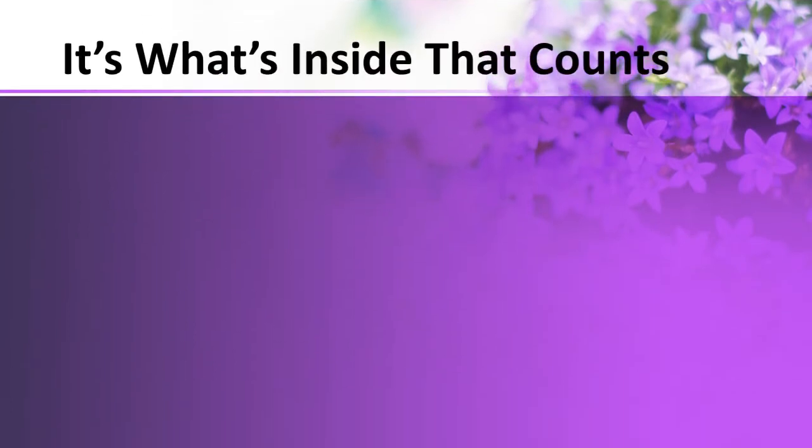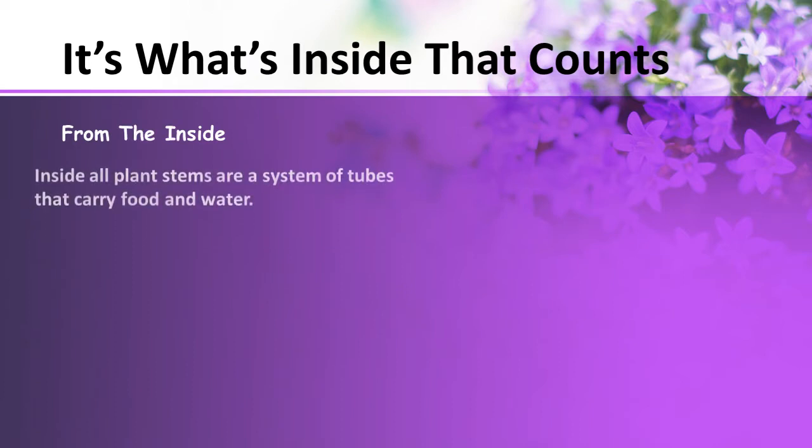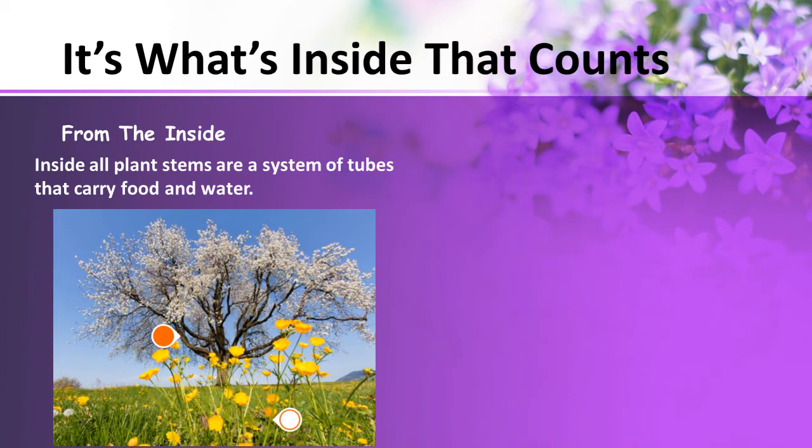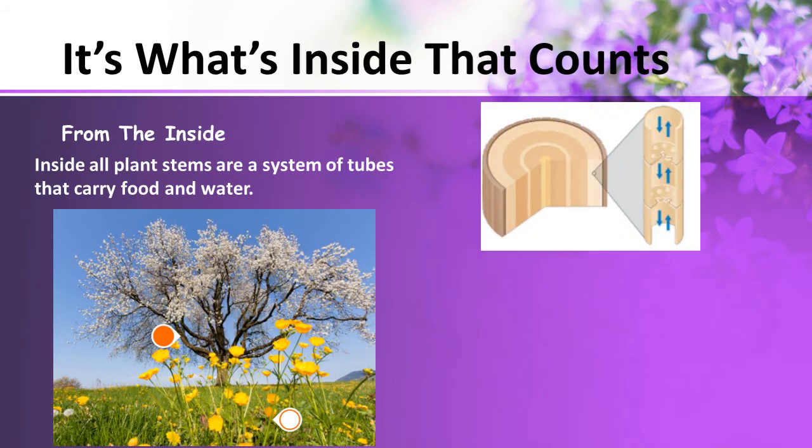So to learn why the celery's appearance changed when it was placed in colored water, let's take a close look at the inside of the stem. Remember, grade 4, that inside all plant stems are a system of tubes that carry food and water. So let's begin with the food carrying tubes.